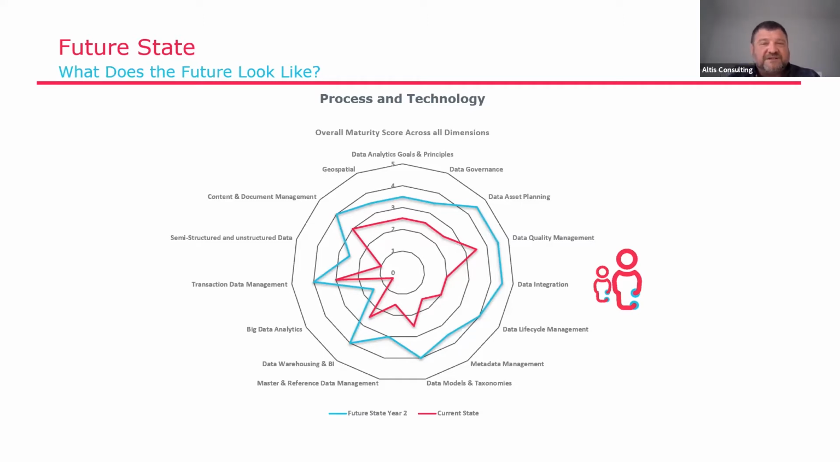What's important to also see is that you can have different lines here associated with it. You can have your current state, in this case highlighted by that lovely watermelon red of Altis, with the future state in the blue. We'll talk about this more in a minute.